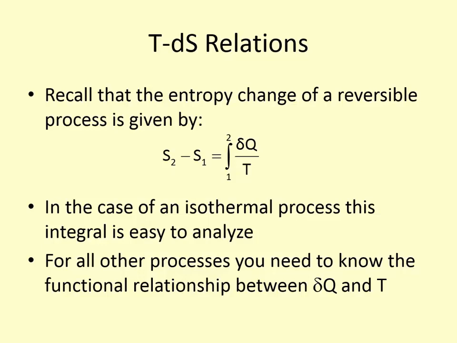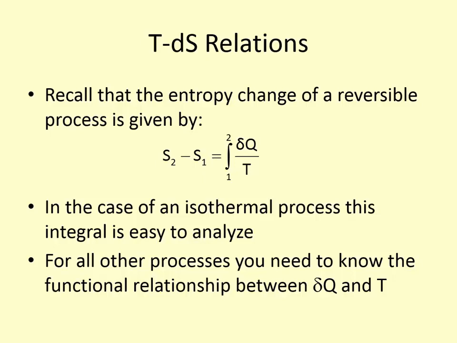Recall that the entropy change of a reversible process was given by this equality. Note that it's a reversible process because S2 minus S1 is equal to the integral of del Q over T, and the inequality sign is gone. The inequality sign is for the irreversible process; equality is for a reversible process. If we have an isothermal process, it's very easy to analyze this particular integral because we just take the T out of the integration, since it's constant and not changing. And then we just find the change in heat transfer.